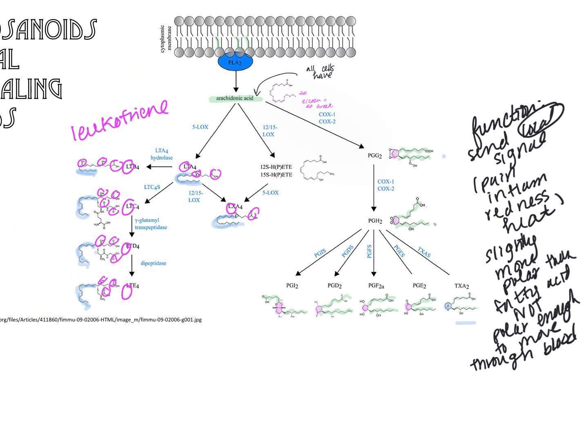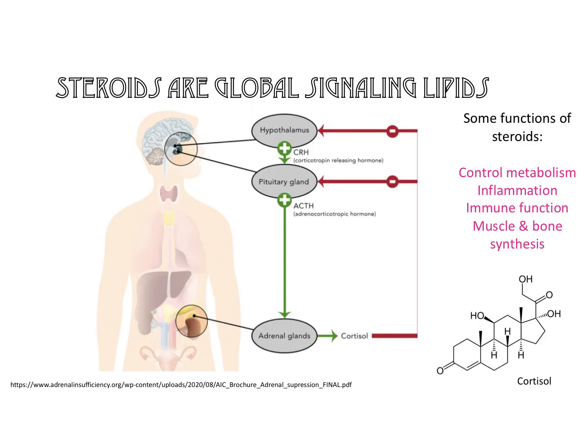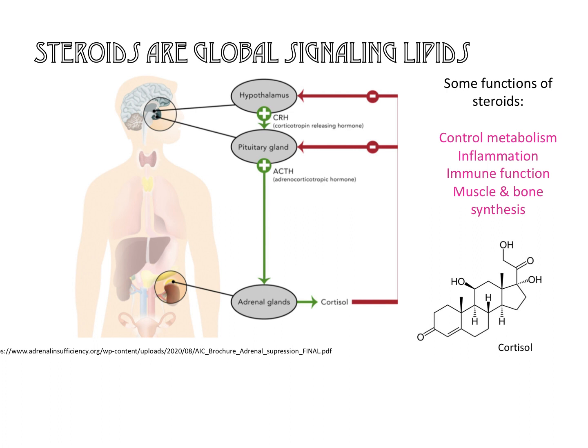So now we're going to do the last signaling lipid molecule, and actually the last type of lipid molecule, and those are our steroids. So in comparison to the icosanoids, steroids are global signaling lipids. And what I mean by that is that they're made in one location in the body, and then they travel to another location or other locations in the body. And the one that I picked just as an example is cortisol. So cortisol is made in the adrenal glands and then can travel to really anywhere as a signaler in the body.